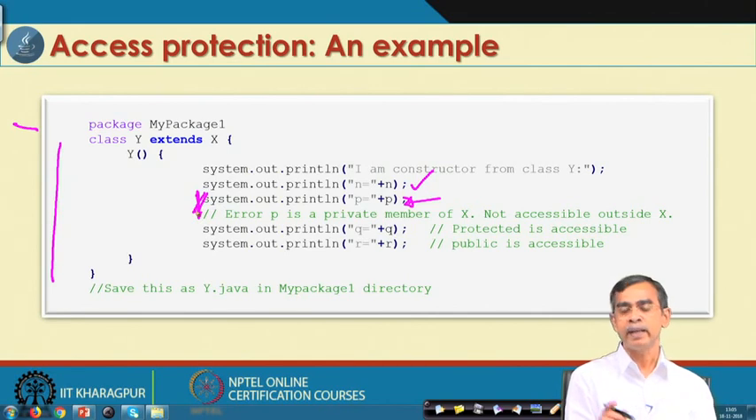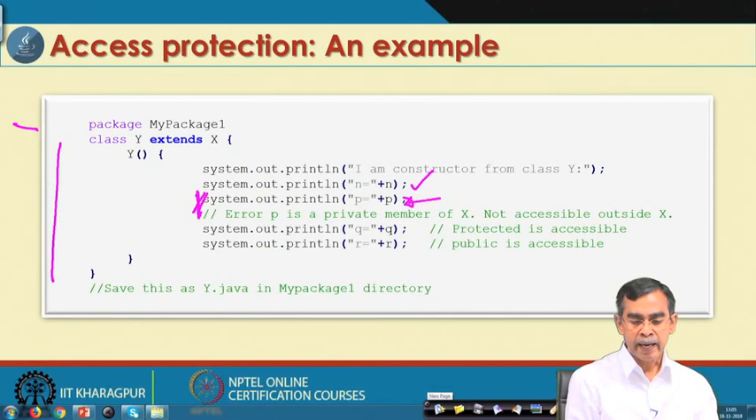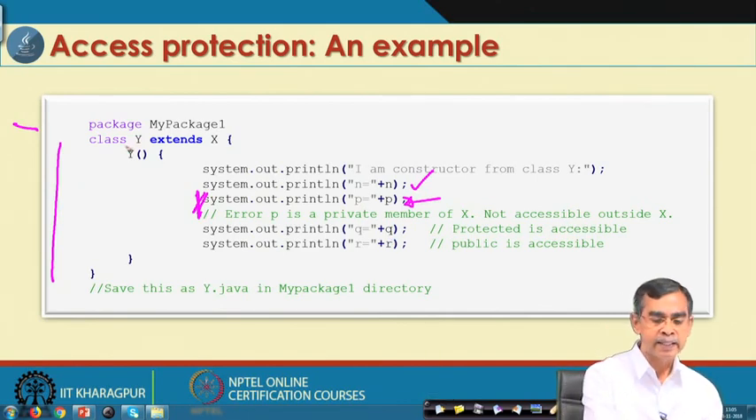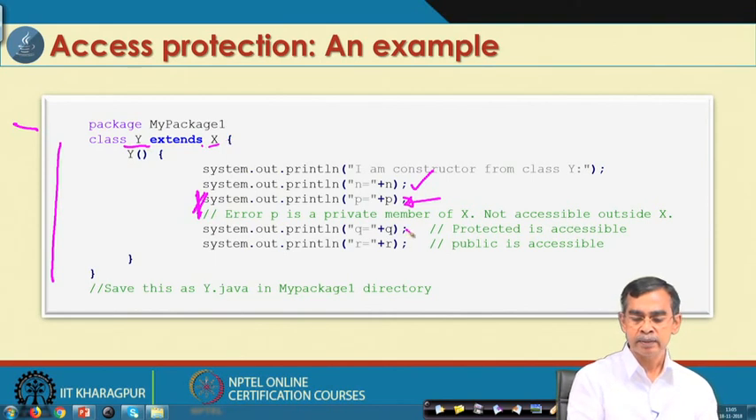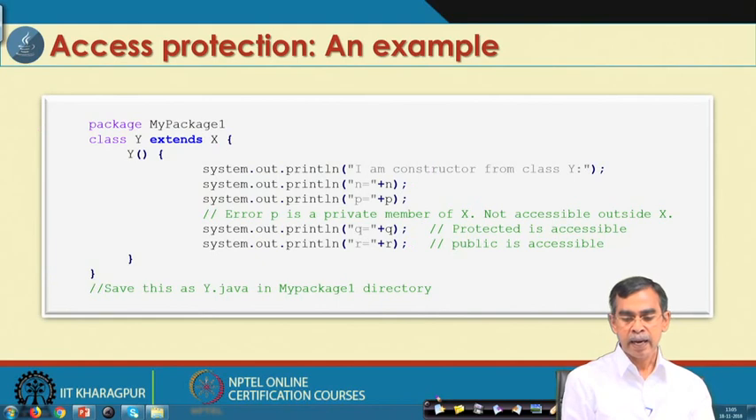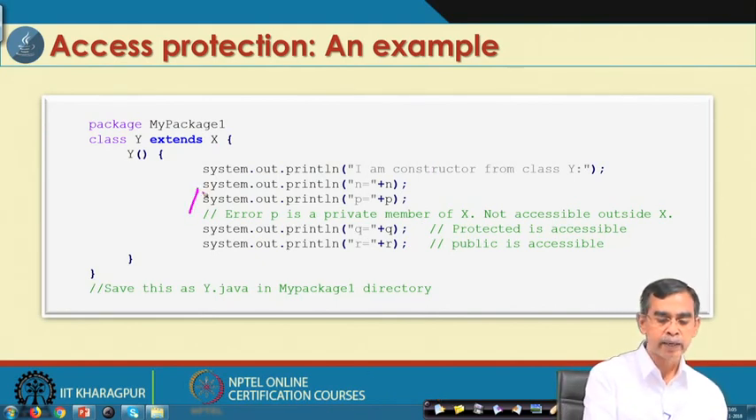If you put it in a comment, then the compilation is successful, otherwise it is not. Okay. And then here, if you see, Q is protected and Y is a derived class of this one. So, this is okay, and R is public. So, it is accessible.